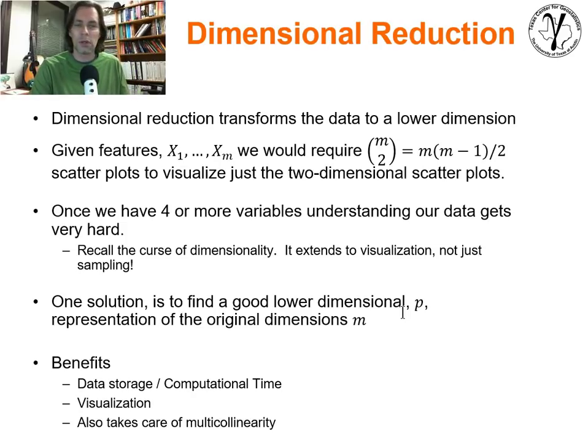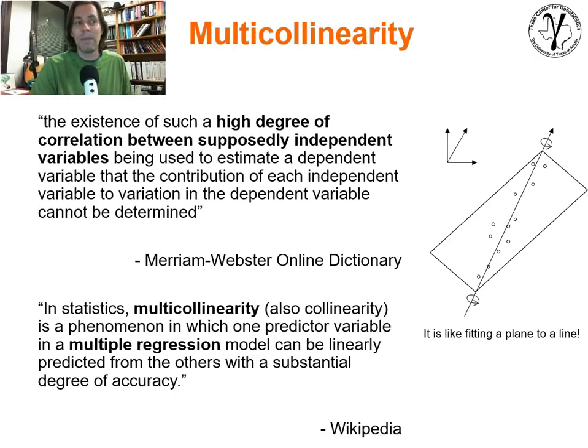Visualizations, lower dimension, you can just look at it. 4-dimensional problem, if you can get it down to 2D, you can just scatter plot it. It's very easy. And it also takes care of multicollinearity. And we'll talk more about that, but let's just define multicollinearity since we mentioned it.